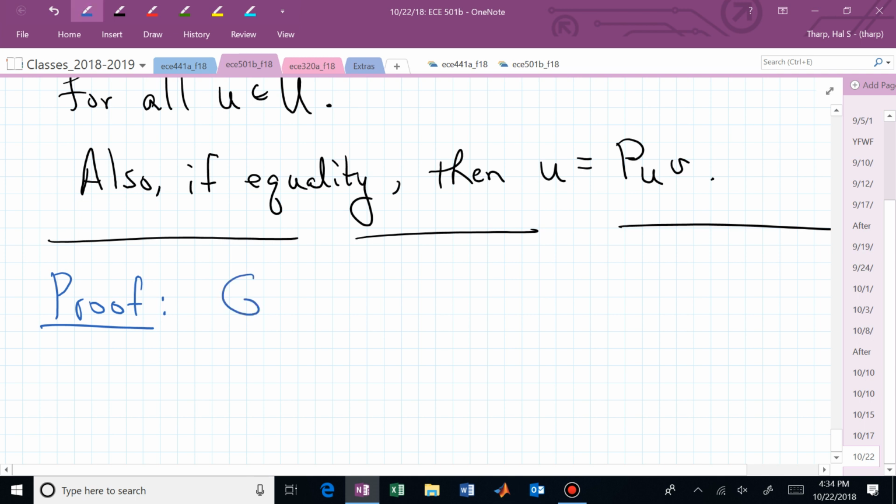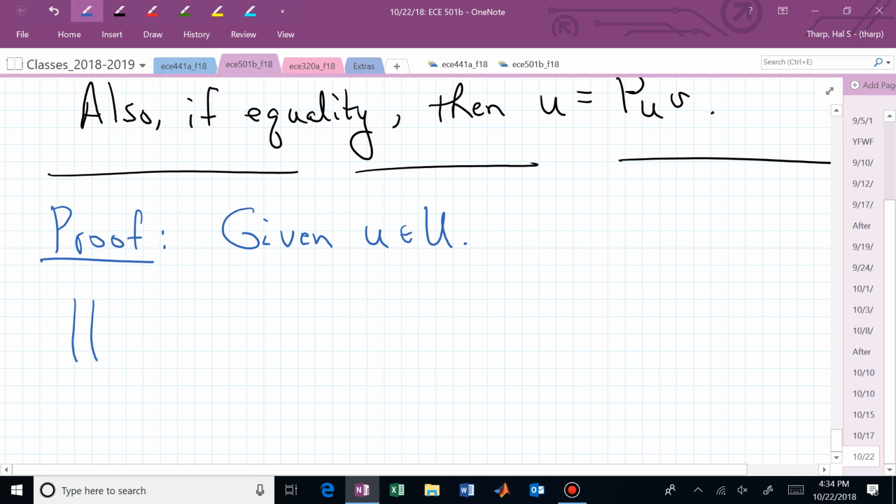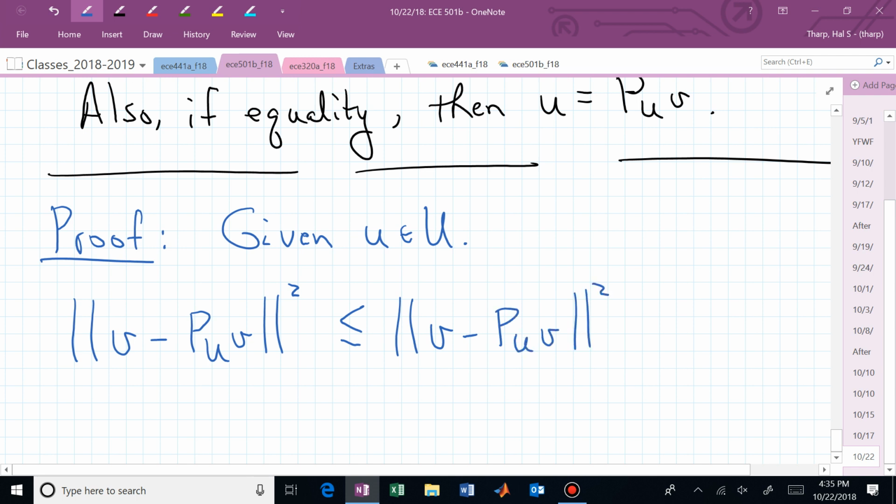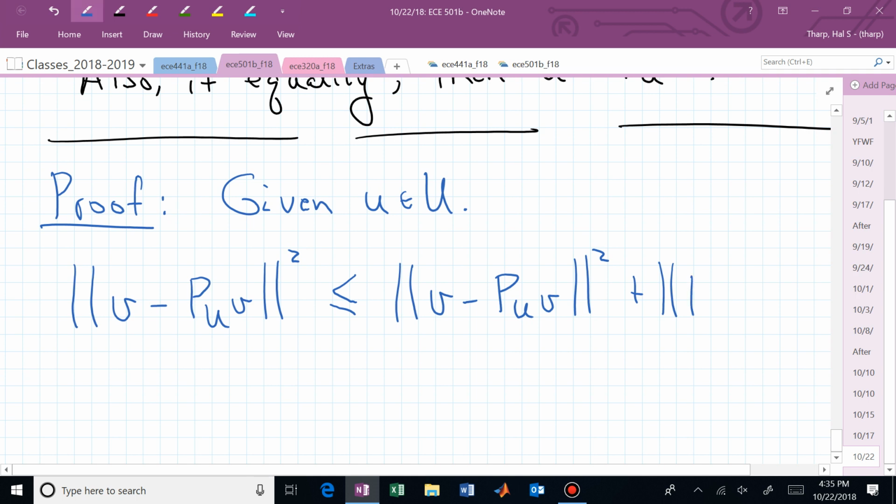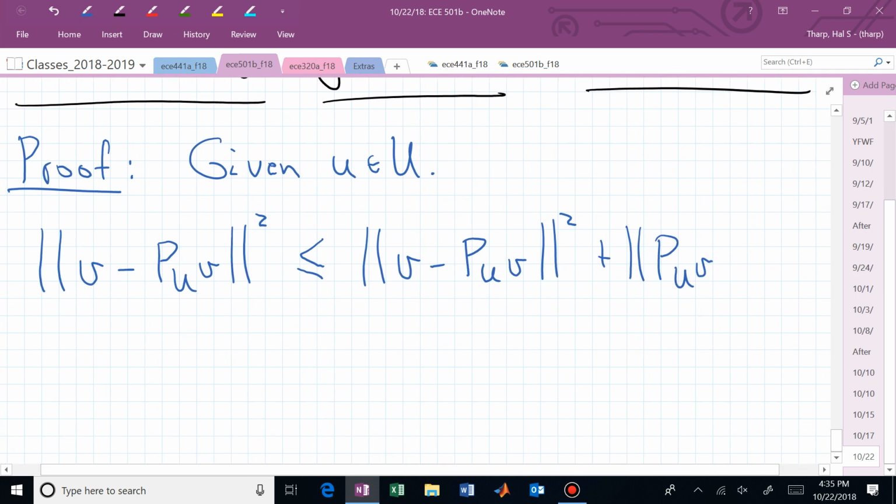Okay? So let's now say we're given an arbitrary u in the subspace capital U. Then find the norm of V minus the projection of V onto U. And it's easier to work usually with squared norms. That's less than or equal to what I just wrote. You'd buy that, right? What if I add something positive to the right-hand side? Then I can do that. And the something positive that I'm going to add to the right-hand side is going to be the orthogonal projection of V onto U minus U.